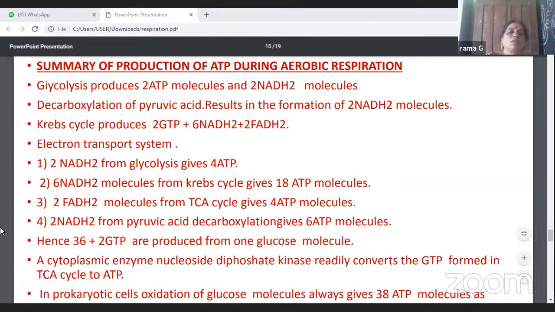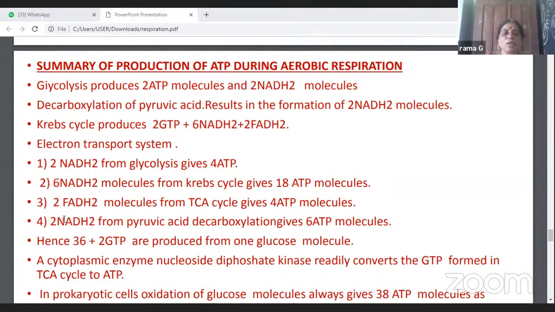So what we should understand is that these GTP molecules are further changed into ATP molecules in the presence of the nucleoside diphosphate kinase enzyme. So a total of 38 ATP molecules are produced from 1 glucose molecule.